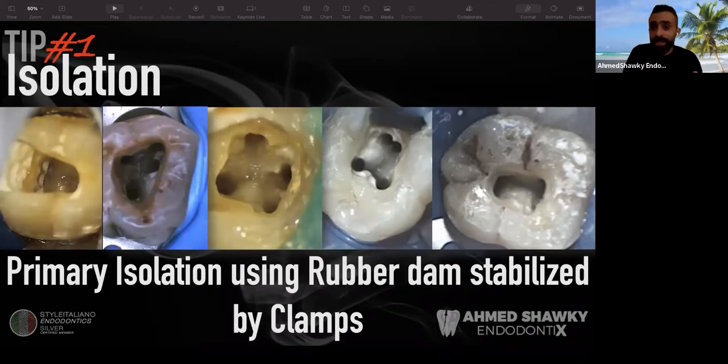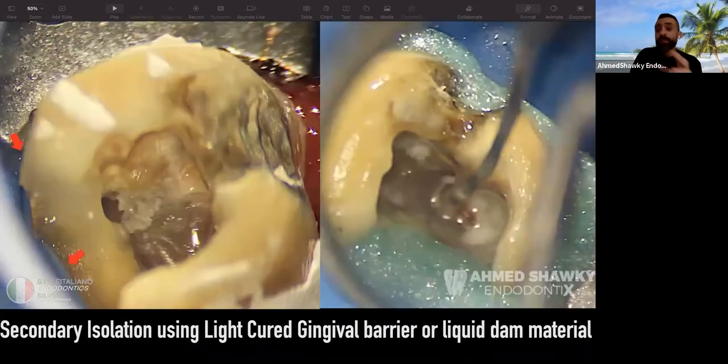First tip is the isolation. Primary isolation using rubber dam stabilized by clamps. This is the main thing, and no dam, no endo. You have to remember that. Then sometimes we have badly decayed teeth, badly broken down teeth, proximal decay. We need to secondarily adjust the isolation with a light-cure gingival barrier or liquid dam material, so as to confine my irrigation within the pulp chamber.